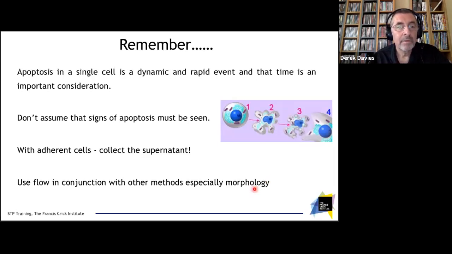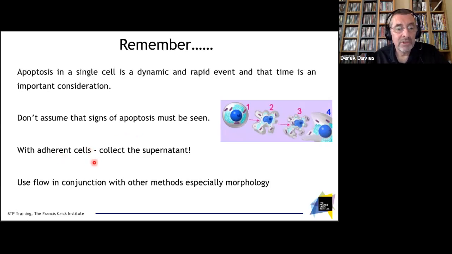We also shouldn't assume that signs of apoptosis will be seen. As we've said, pretty much all the methods I've mentioned are looking at a very specific part of the apoptotic pathway, and cells don't have to go through that pathway. Some cells, for example, will never externalize phosphatidylserine. Keratinocytes tend not to go through that form of apoptosis. Cells don't always become caspase 8 positive, for example, after they've been induced to undergo apoptosis from the external environment. So, which is why we should do more than one method.